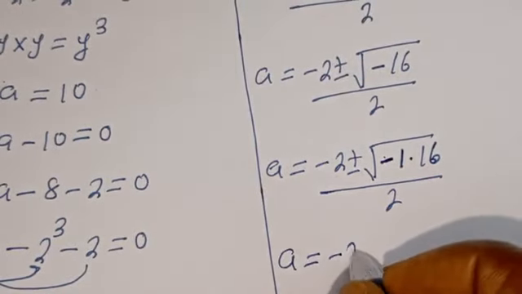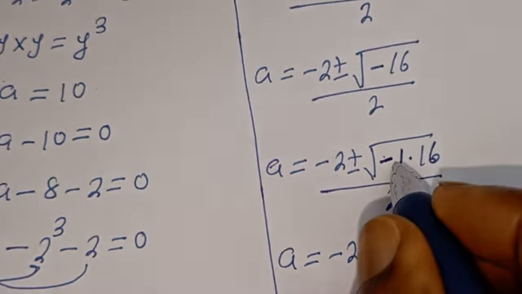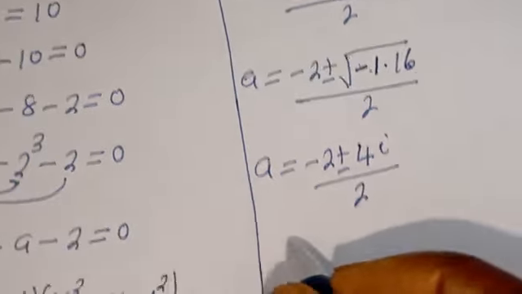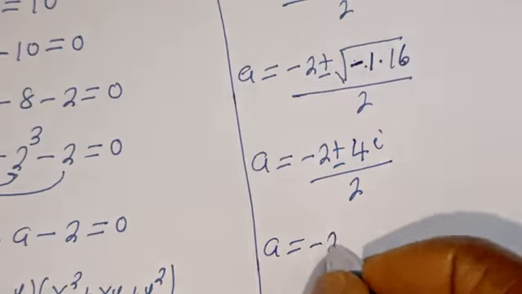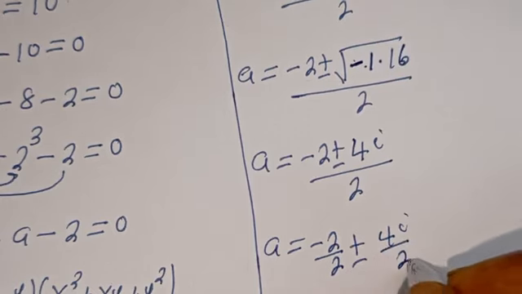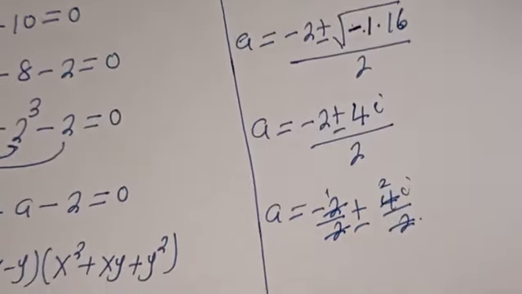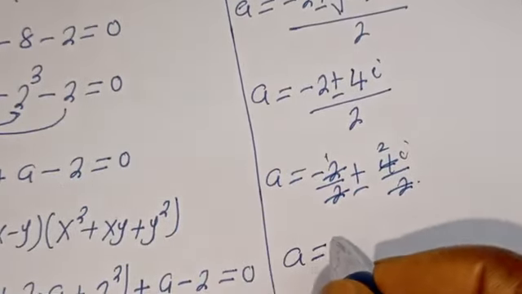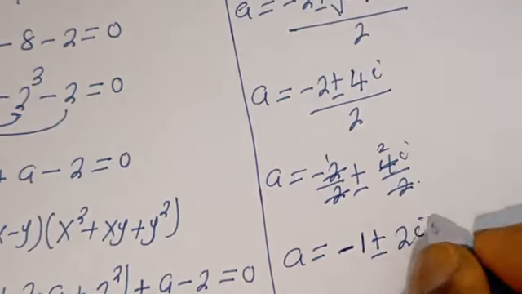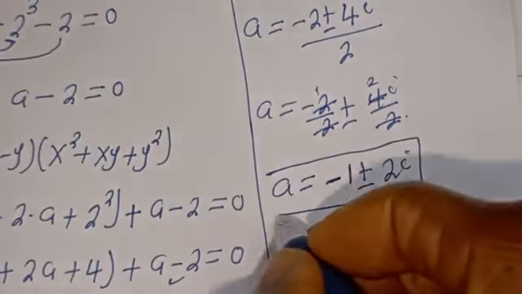a is equal to minus 2 plus or minus square root of 16, that is 4, then square root of minus 1, that is i, divided by 2. a is equal to minus 2 divided by 2 plus or minus 4i divided by 2. This will cancel, 1, 2 here, 1, 2 here 2. Then a is equal to minus 1 plus or minus 2i. Therefore, this is the second and third values of a.